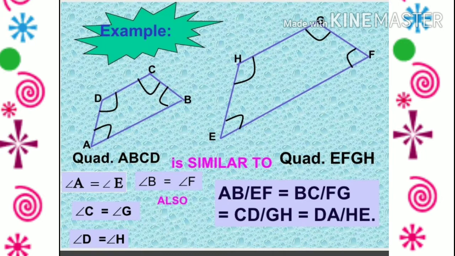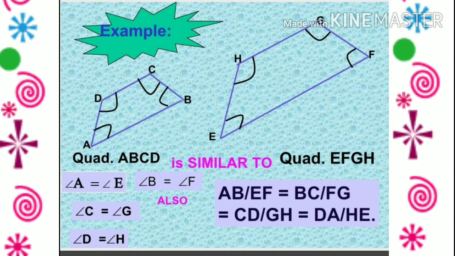So now we have to say that the lengths of their corresponding sides are proportional. What we have to prove is AB divided by EF, the corresponding side, is equal to BC divided by FG, is equal to CD divided by GH, is equal to DA divided by HE. To prove that the two quadrilaterals are similar, we show that their corresponding angles are equal and the lengths of their corresponding sides are proportional. So we can tell that the two figures are similar.